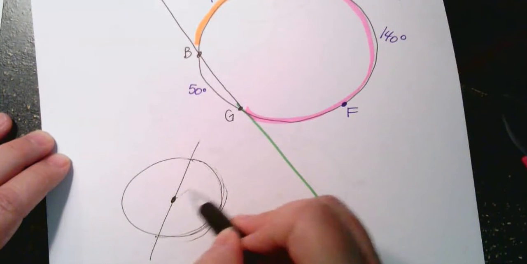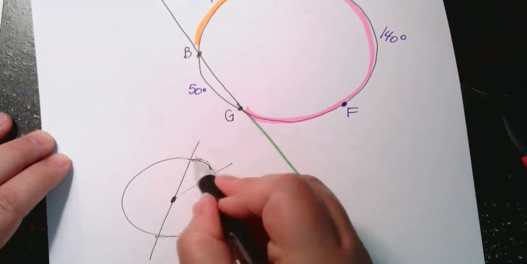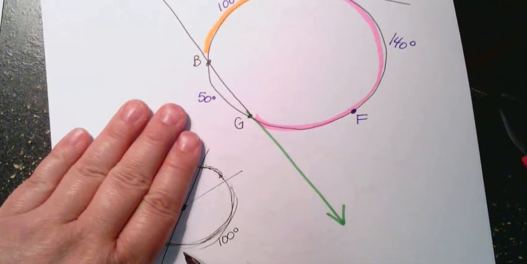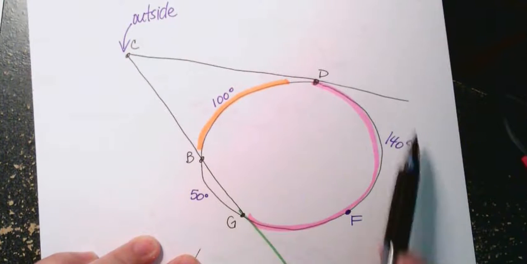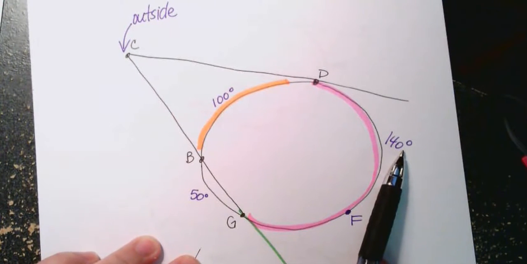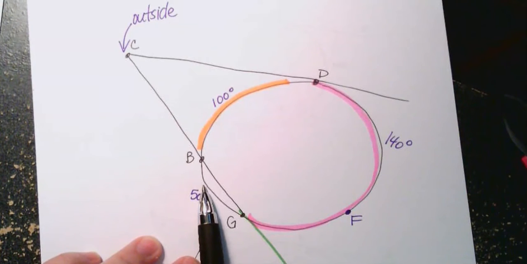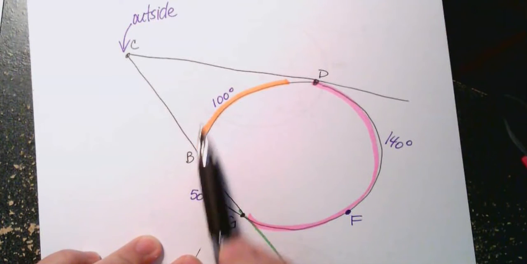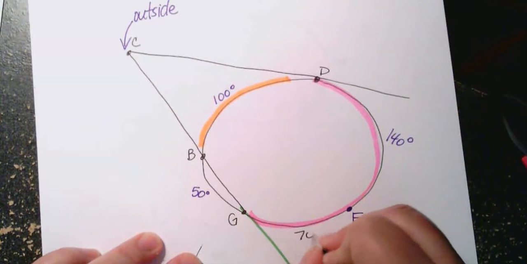So say if you knew that this part was 100, you could subtract from 180 to get this part, because everything on half a circle has to add up to 180. But here we don't have a diameter. So subtract 50 and 100 and 140 from 360. You can do it like that. You can go 360 minus each one of those. Or you could add them all up and then just subtract that number from 360, which is kind of my preference. 140 plus 100 is 240, plus 50 is 290. And if I subtract 290 from 360, I get 70 degrees.